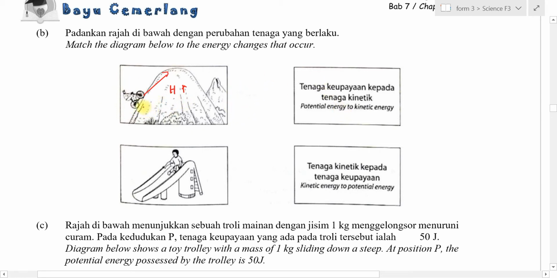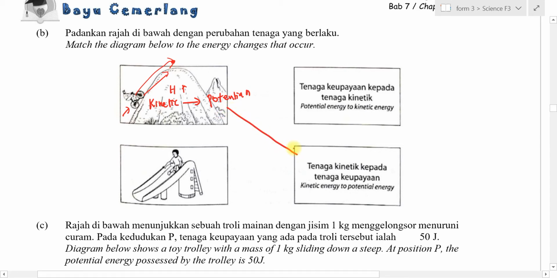So this one, he's moving his bicycle and he is going to reach the peak. That means he's moving first. That means kinetic energy first. Once he reaches the top of the mountain, then it is due to height. So potential energy. So kinetic energy to potential energy.